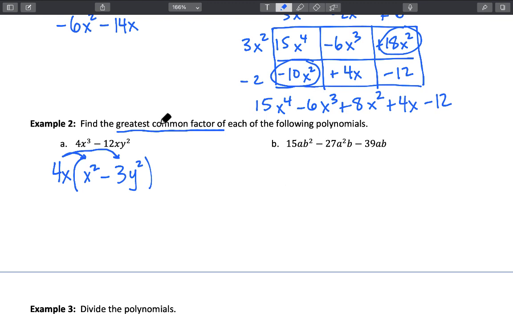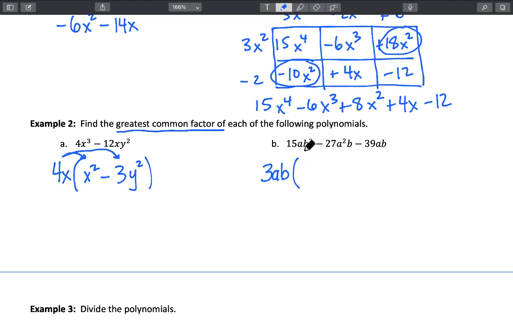So when we are factoring out or dividing out the greatest common factor, it's essentially like the reverse of the distributive property. All right, let's try this next one. Letter B. I've got 15ab squared minus 27a squared b minus 39ab. Well, I know that 3 divides evenly into all those three numbers, 15, negative 27, negative 39. And all three of these terms have an a to the first power and a b to the first power. So I'm going to divide out a 3ab from each of these three terms.